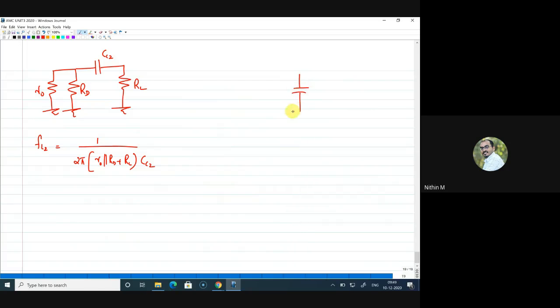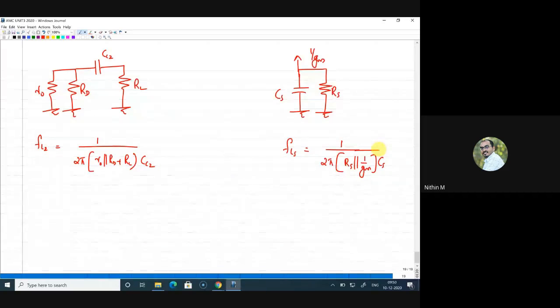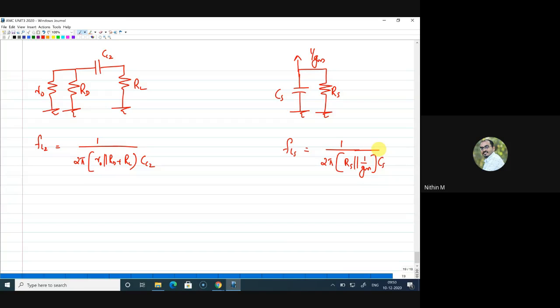So this is the CS capacitance and this is the RS resistance. Now towards this side, it is a source of the transistor, so the resistance seen is 1 by GM. So when I write it as FLS, I can write this as 1 by 2 pi into RS parallel to 1 by GM into CS. Is this clear? Can I get response in the chat box? If you have doubts, please ask.